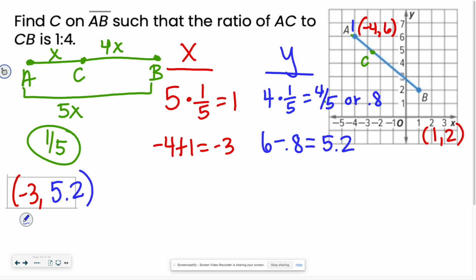Can you guys get a head start on the next one? Start off with the picture. Figure out what your fraction is. And then you just repeat the process we've done.